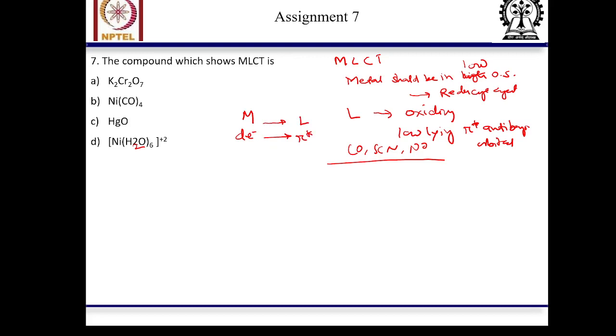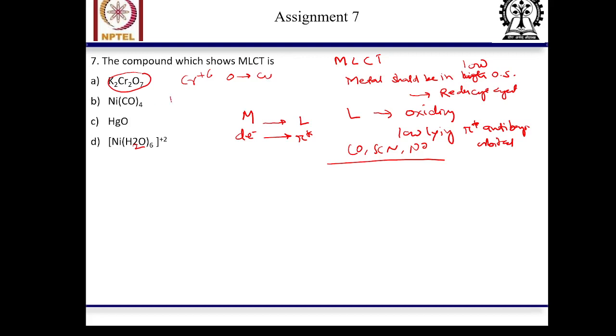For ligand to metal charge transfer, the opposite should happen. Metal should be oxidizing, ligand should be reducing. Like K2Cr2O7, here chromium is in the +6 oxidation state. So metal is in high oxidation state and ligand to metal charge transfer will happen. Here electron transfer is happening from oxygen to chromium.